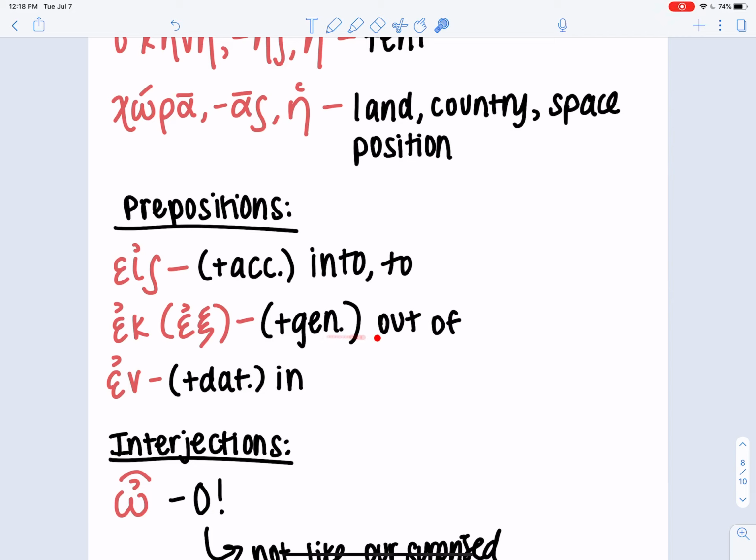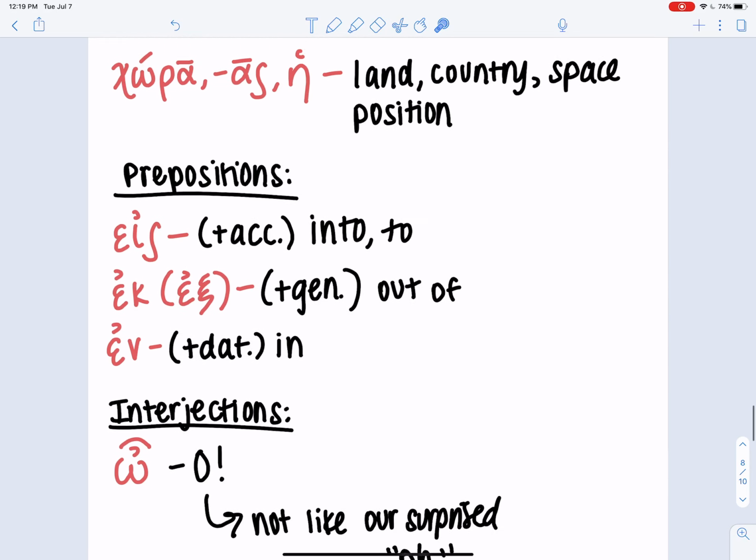This is like what I was talking about, where the genitive is now denoting source or place from which, whereas the ablative would in Latin. So we're just going to use this preposition to show that. Then we have en, which means in, takes a dative. This also makes sense based on how we talked about using the dative for place where. So it's all pretty straightforward. You just have to memorize these 3 prepositions.